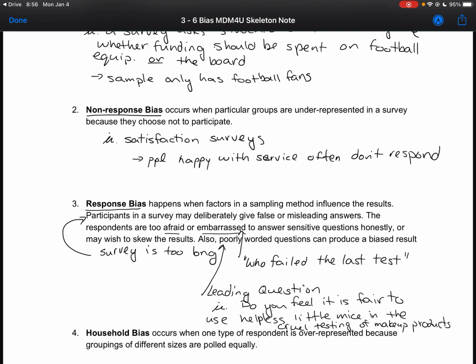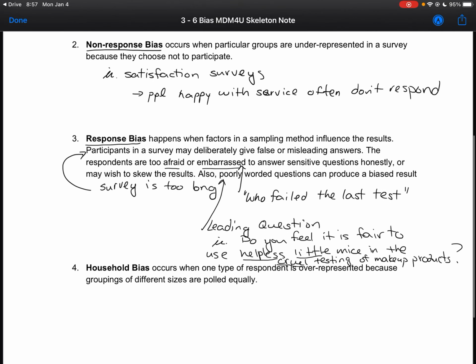Now, hopefully you can see in this question, regardless of how you feel about animal testing in makeup products, the words that they choose to use in the question bias you towards one particular answer. If you are pro animal testing, you might be embarrassed or find it difficult to answer this question honestly because of the adjectives that they used when describing those little mice that are used in the cruel testing of makeup products.